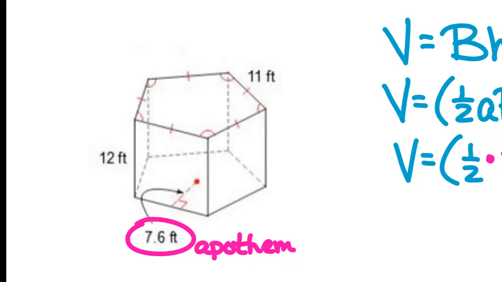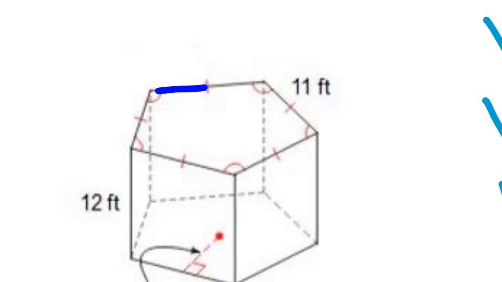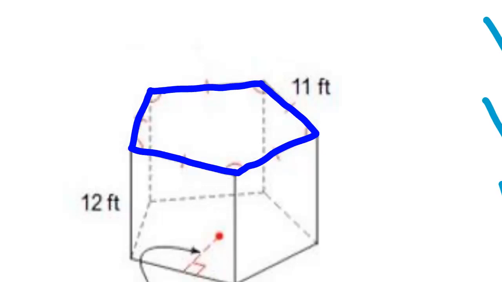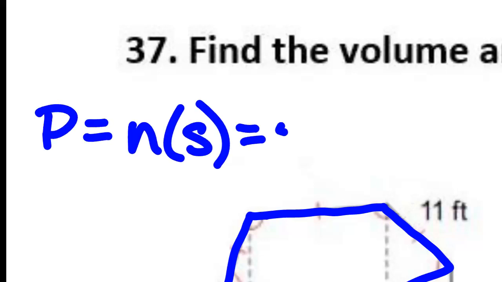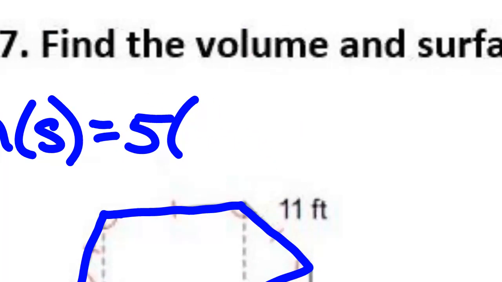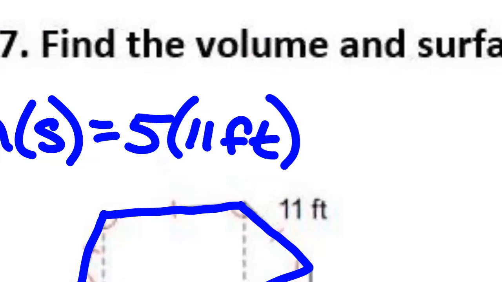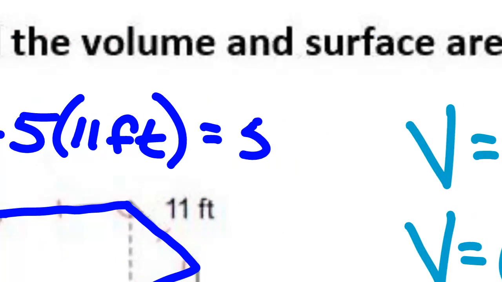What shape is the base again? Pentagon. How big is each side? 11 feet, and it's got how many sides? 5. So what is the perimeter? 55. Number of sides, 5, times the length of each side, 11 feet. We get a perimeter of 55 feet.